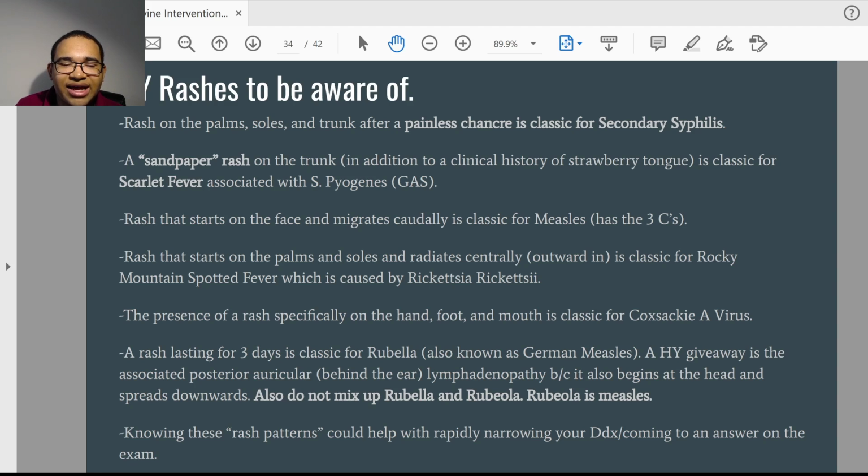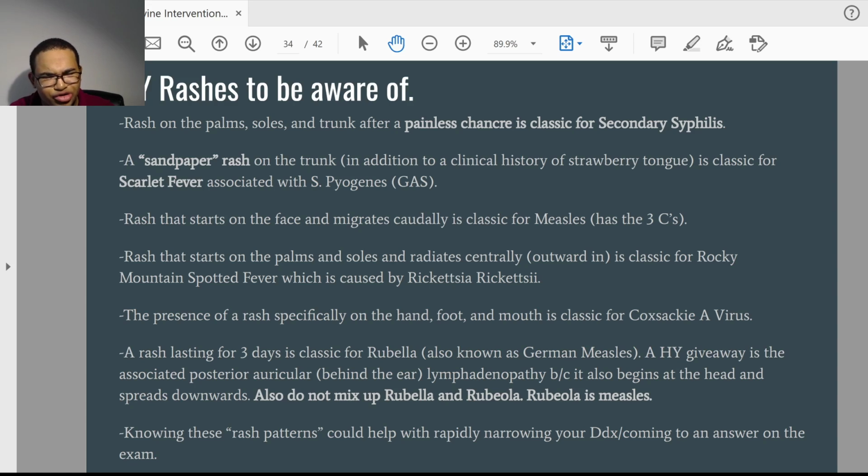So again, if a person has a rash on the palm, soles, and trunk after a painless chancre, that's secondary syphilis, right? If a person has a sandpaper rash on the trunk, and then maybe they have a clinical history of a strawberry tongue, think of scarlet fever from group A strep, so Strep pyogenes. If a person has a rash that starts on the face and migrates caudally, think about measles. Although usually in the question, they will also mention some of the 3 C's or all of the 3 C's, right? So the 3 C's of measles, don't forget the cough, don't forget the coryza, and don't forget the conjunctivitis, right?